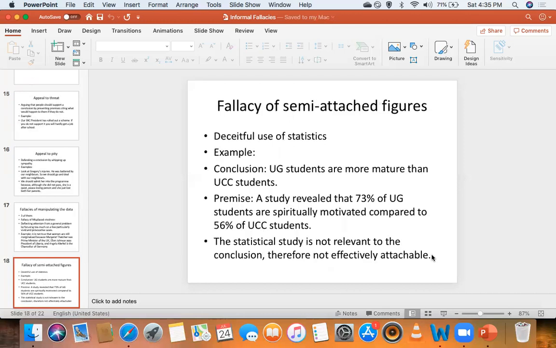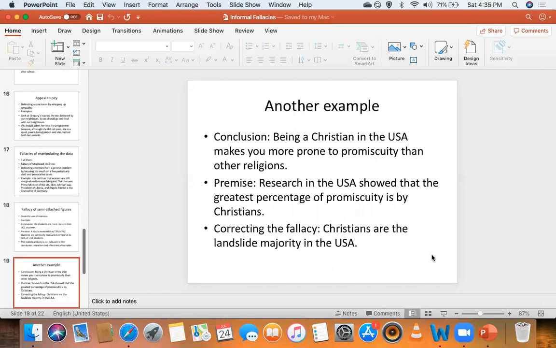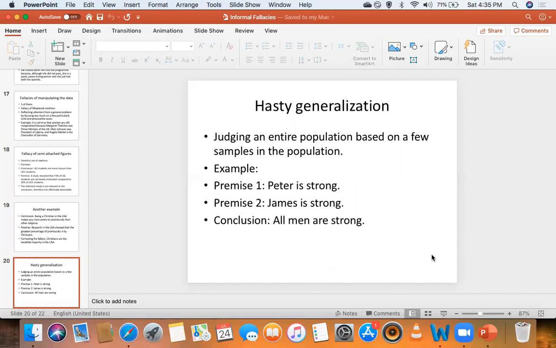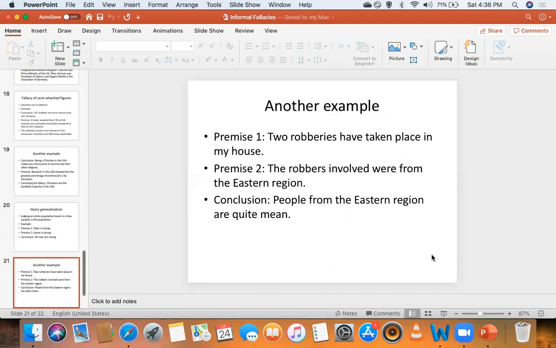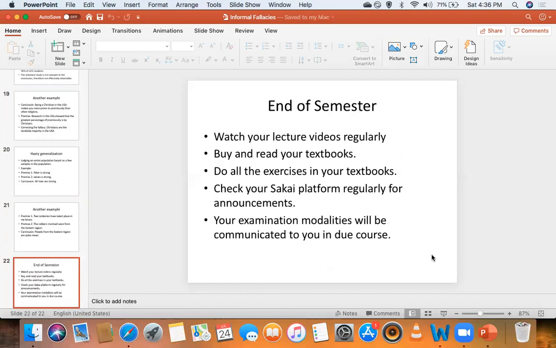We saw the fallacy of semi-attached figures, where you use improper statistics to defend a conclusion. And then we saw hasty generalization, where you judge an entire population based on a few samples in the population. And I think that was the end of that class, as well as the entire semester.